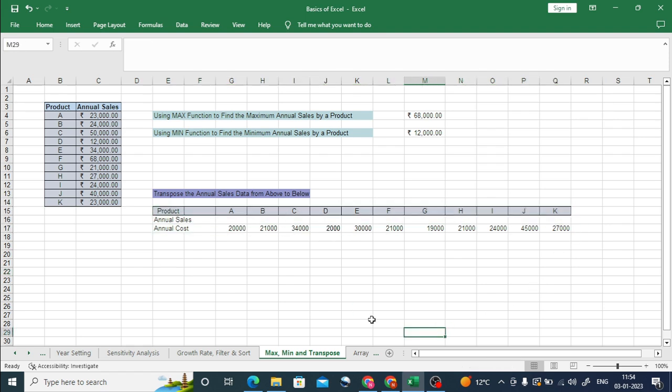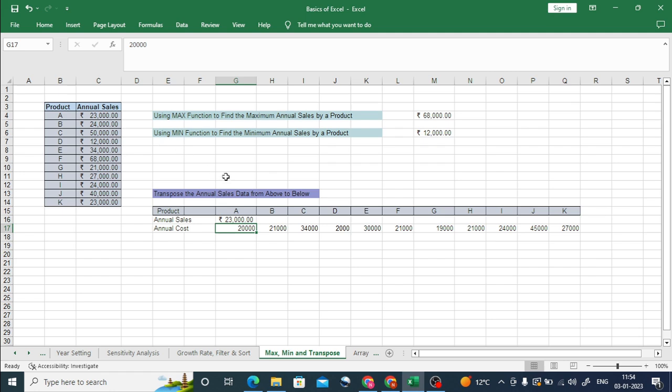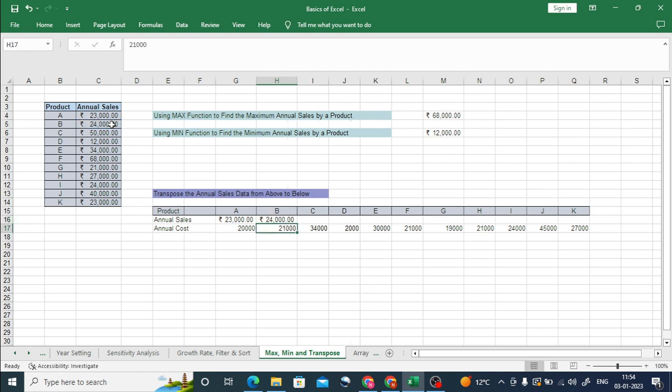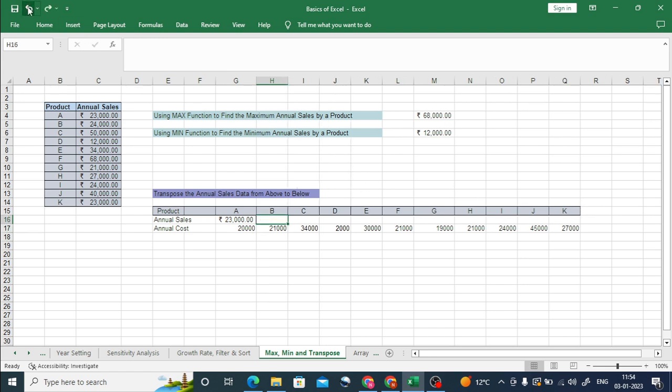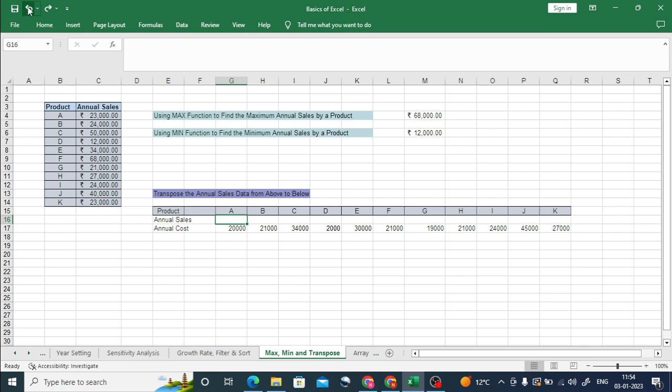One of the ways is the long method, in which what we can do is we can put an is equal to sign, then select the product A annual sales, hit enter, then we select B is equal to, then we select the sales of B, then hit enter. But it is going to take a time because we have to do it for all the products ending at the product K. So there is a better way to do it, which is known as the transpose function. Let's see how it is done.